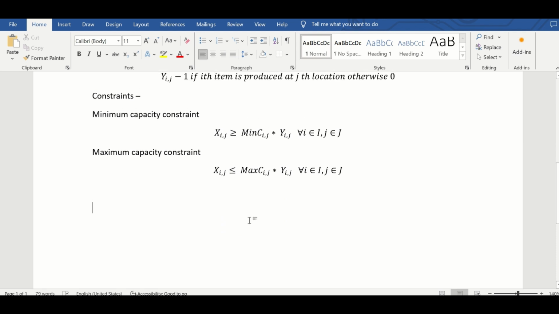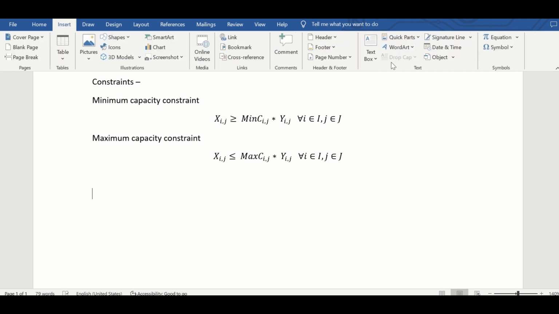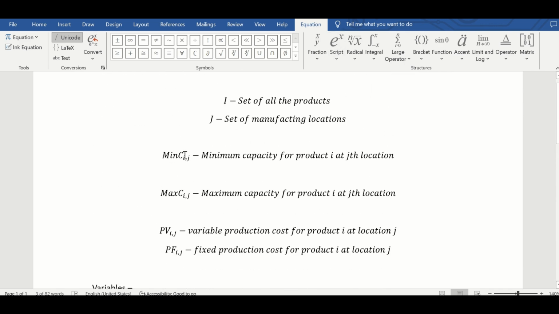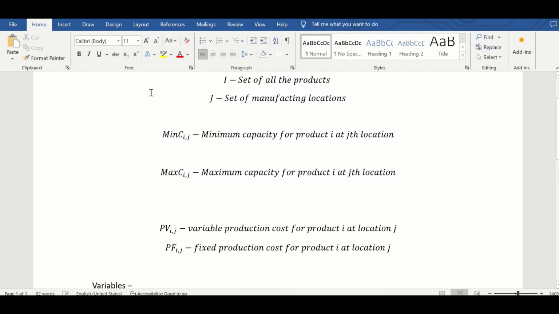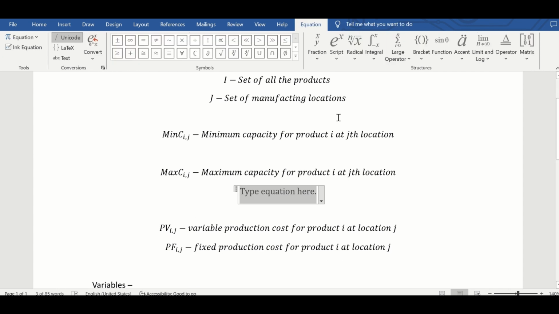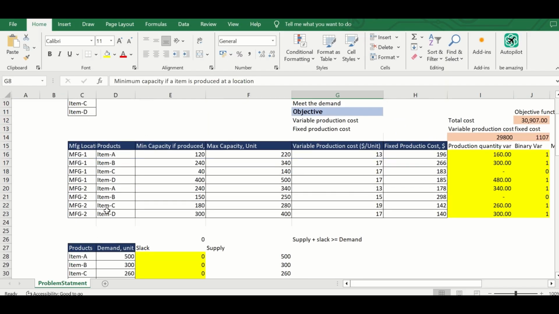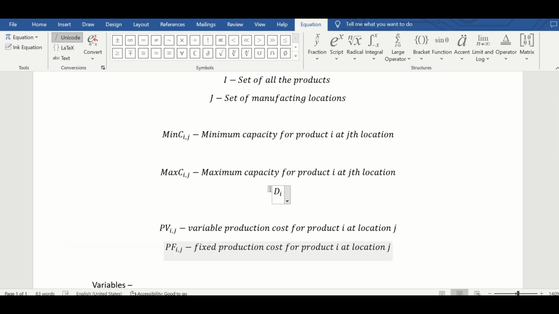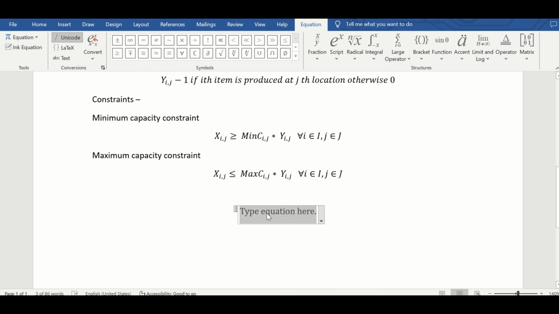Now let's also write the demand constraint. What we said is that the total supply should be greater than or equal to the demand. As you can see, we did not introduce the demand parameters here, so let's include the demand parameter first. Let's write demand as D, and demand is at the item level. You see, demand is at the product level, so this would be just I. This will tell us demand for product I.